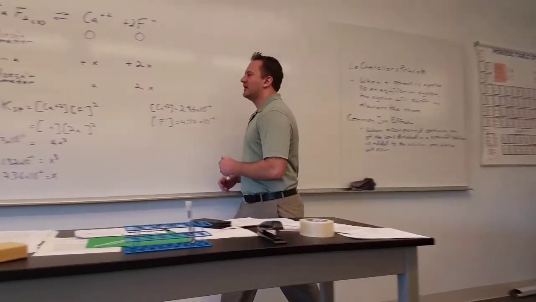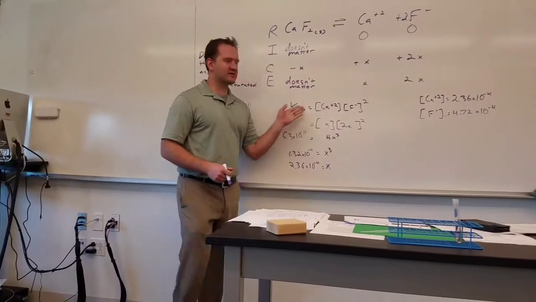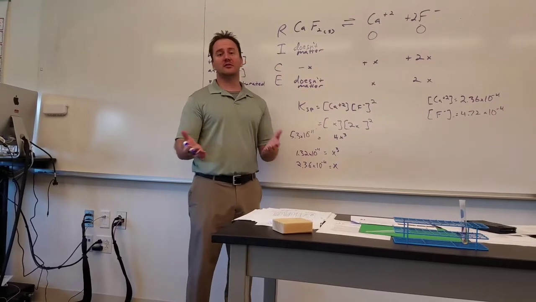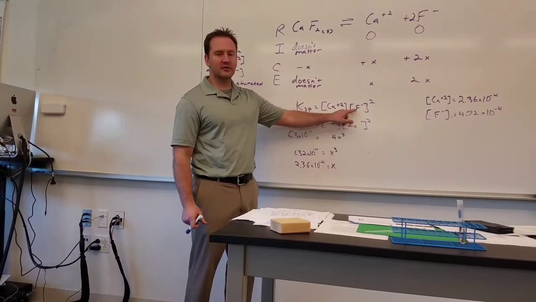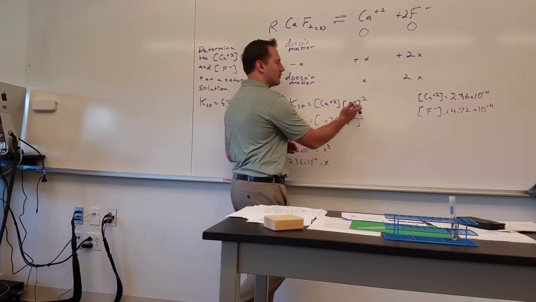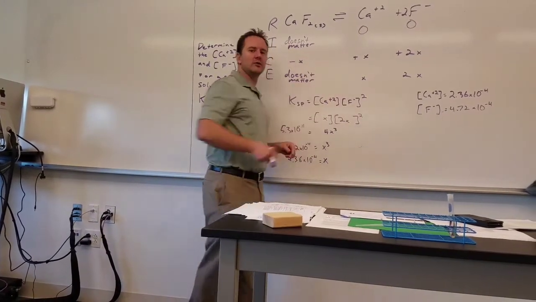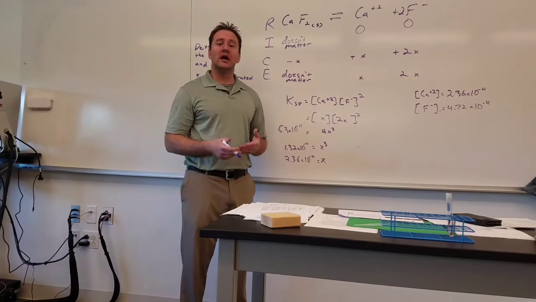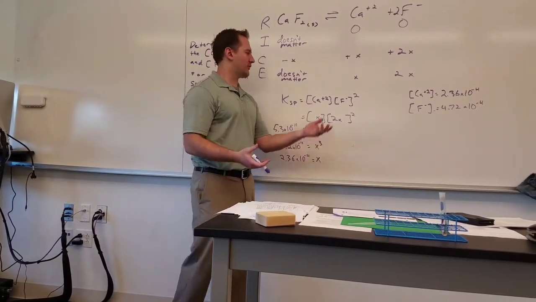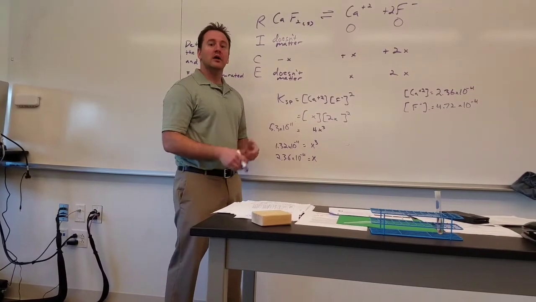What I mean by that is, if I added something that contained the fluoride ion, say sodium fluoride, I'm going to increase this concentration. And since the Ksp is a constant value, if this value goes up, then this value is going to have to go down as a result. The only way the concentration of the calcium ions could go down is if some of it precipitates out.